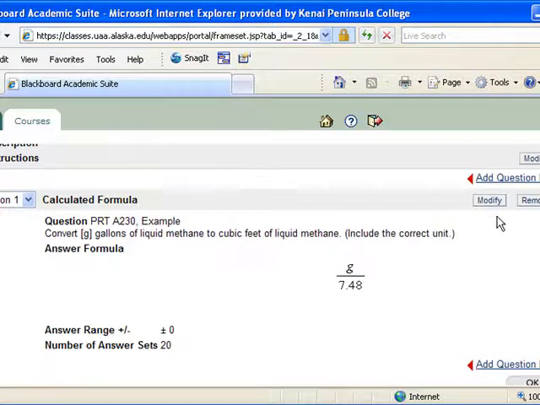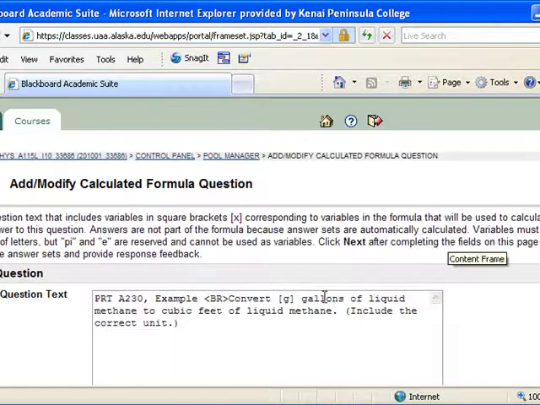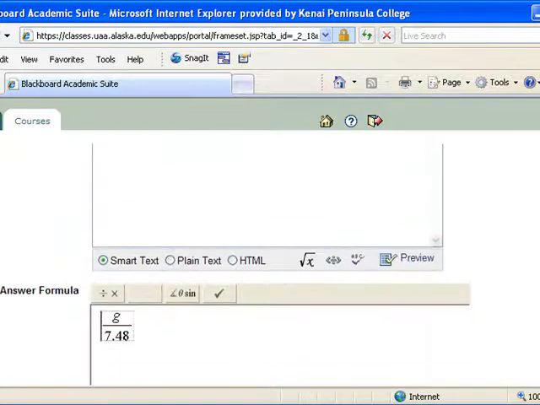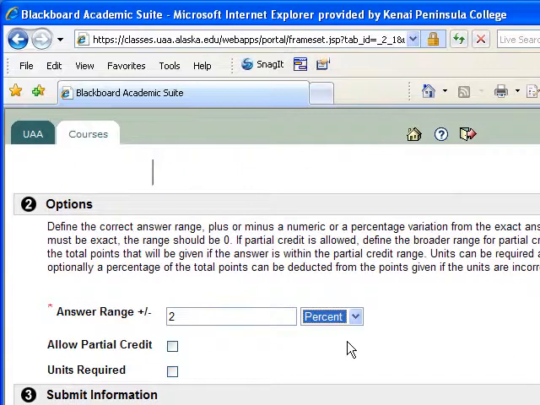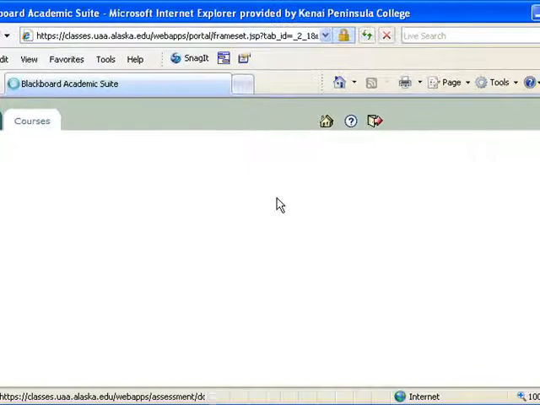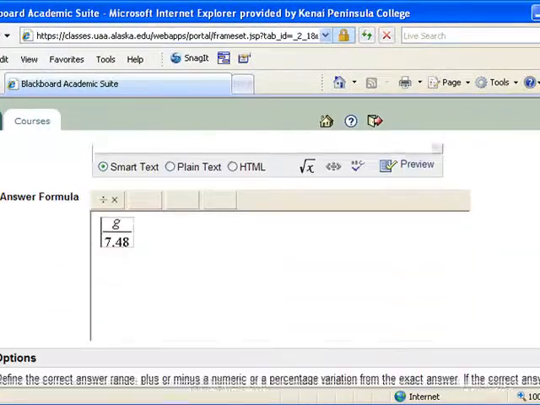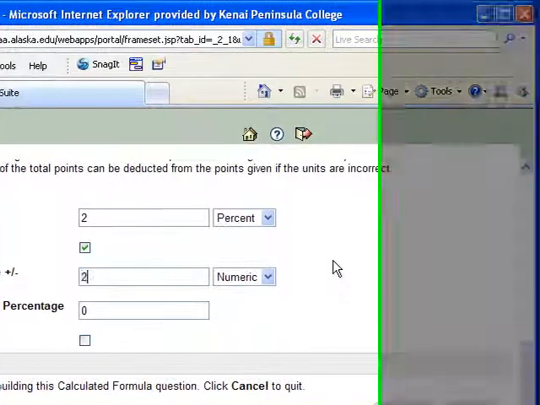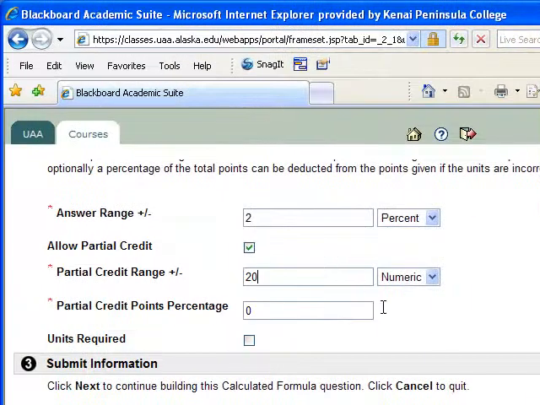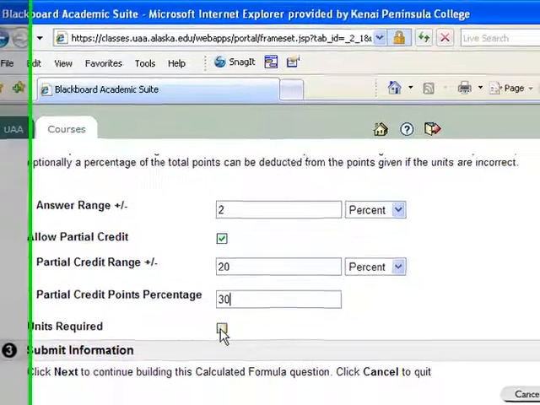Now I may want to touch it up a little bit, going in there. For example, here my answer range, let's say I give them 2%. So I put in plus minus, and instead of numeric I'm going to choose percent. Let's say I say allow partial credit, and for some reason it always kicks me to the top. Partial credit, and I say okay, for 20 plus minus 20%, I get partial credit of 30%. I don't even really know what that means.